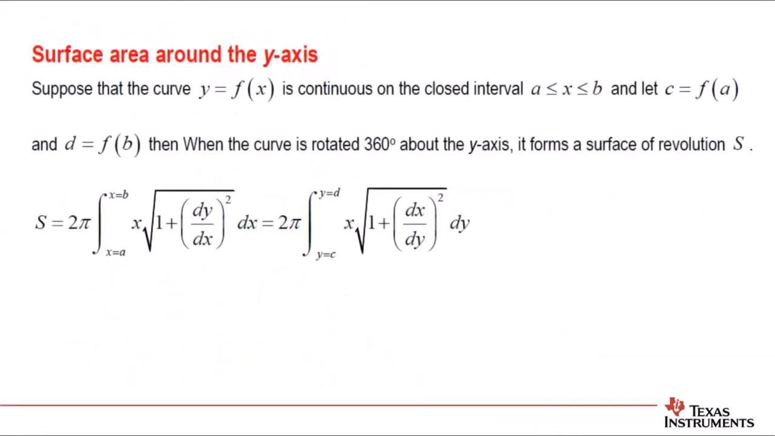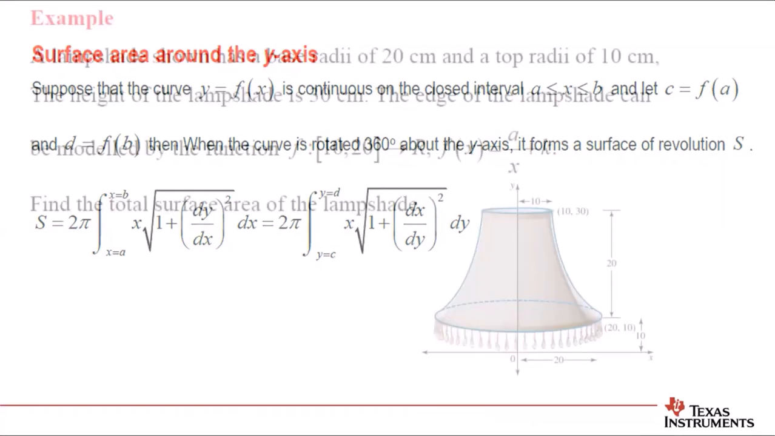All right, so just to finish off, I hopefully have a bit more time. When we're rotating the curve around the y-axis, we're going to have the formula. We've got two formulas, but the one I'll be using is x times the square root of 1 plus (dx/dy) all squared, dy, between the y values of c and d.